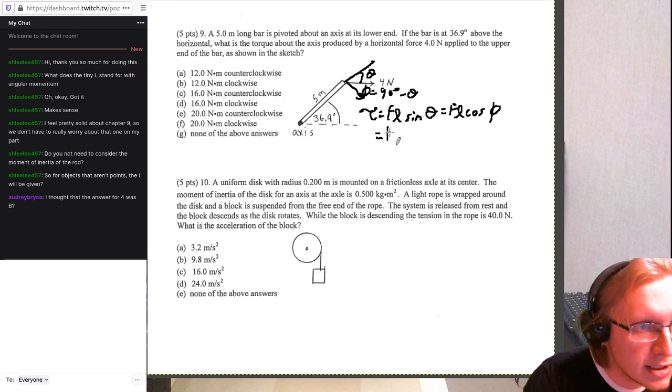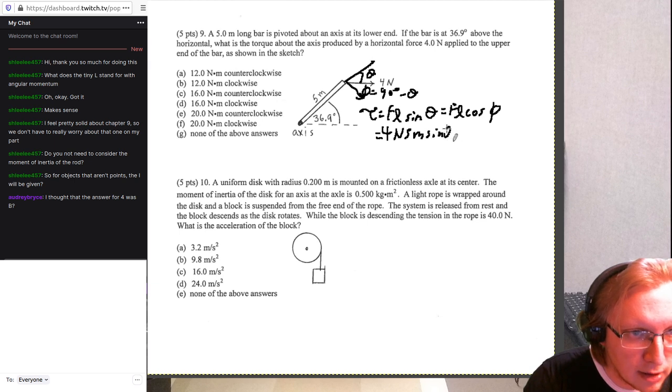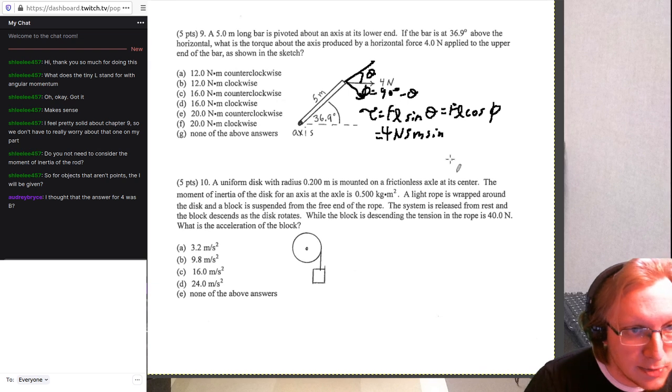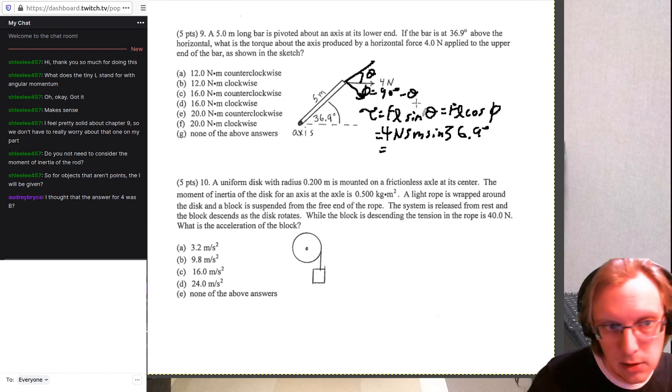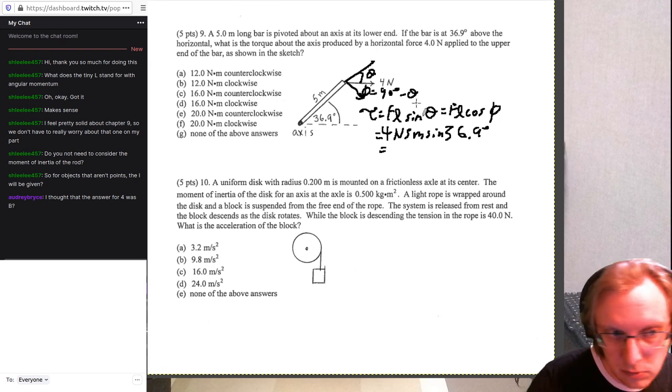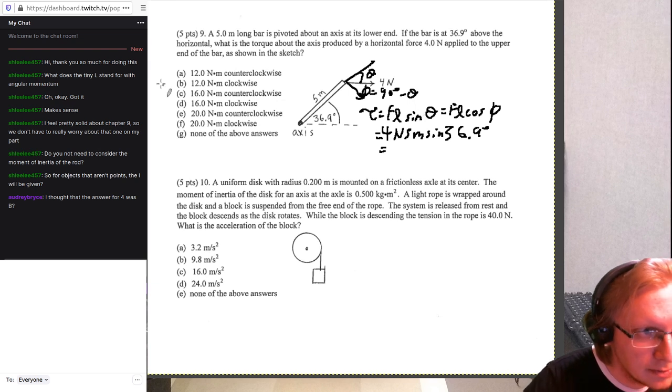All right, well, I want to stick with that theta there. So F is 4 newtons, 5 meters out, sine of an angle, 36.9 degrees. So that's 20 sine of 36.9, which is 12 newton meters.